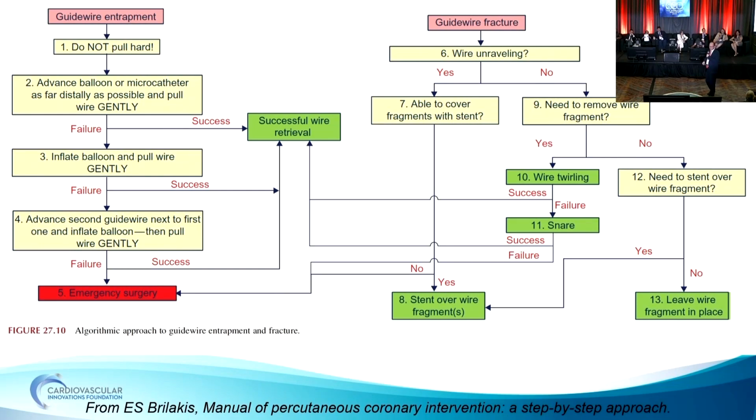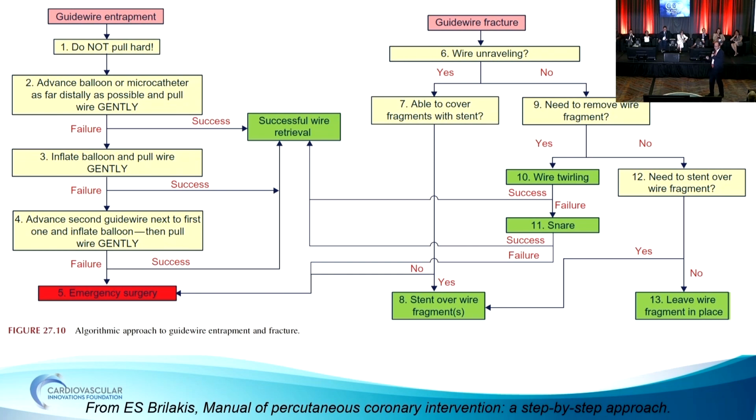So this is Manos's algorithm on guidewire entrapment. The most important thing is do not pull hard. Try to free the wire by advancing a balloon and inflating it, or just pulling over a microcatheter. We can also wire with a second wire beside the first entrapped wire, and then inflate a balloon to free it. If the guidewire fractures, it depends if it unravels or not.